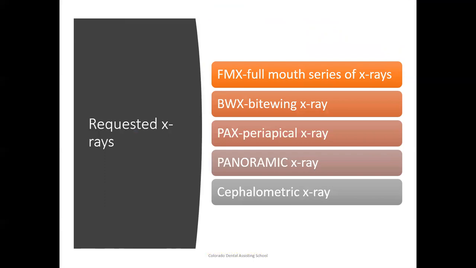On children, for bite wings, we do one on each side. For adults, we will take 4 bite wings. So we will take 2 of the molars and 2 of the premolars.